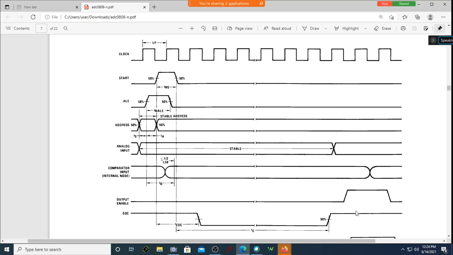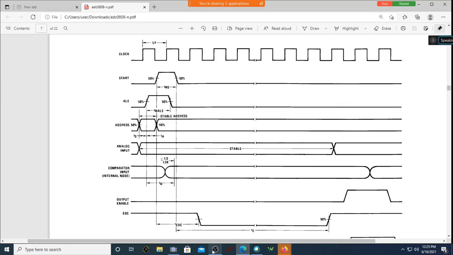Correct? Once the conversion is done, it will again go to high. Of course, during the conversion time, EOC is 0. If EOC is 0, it means it is still processing the conversion. So only when it goes from 0 to 1, it is the end of your conversion, so you are able to read from them.